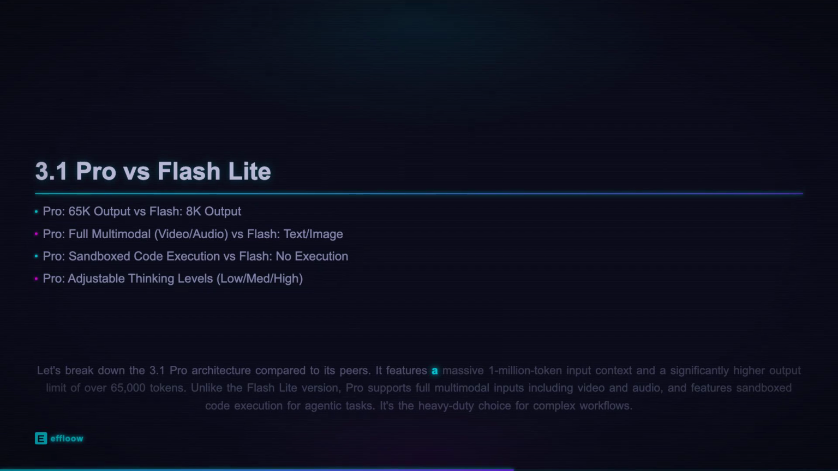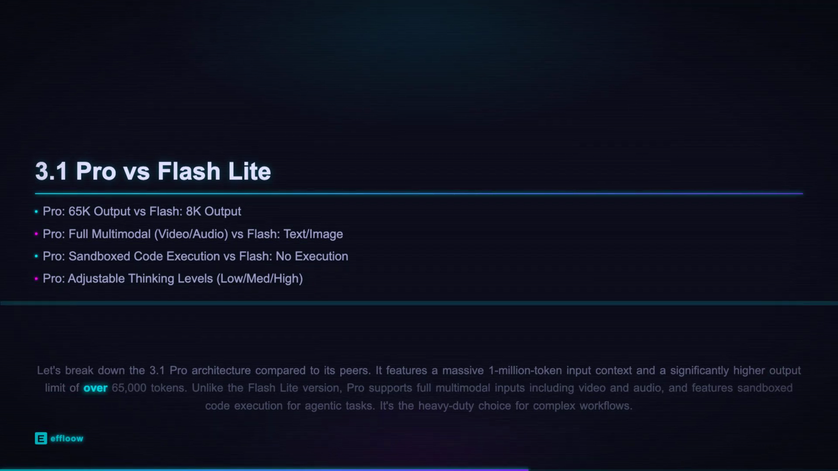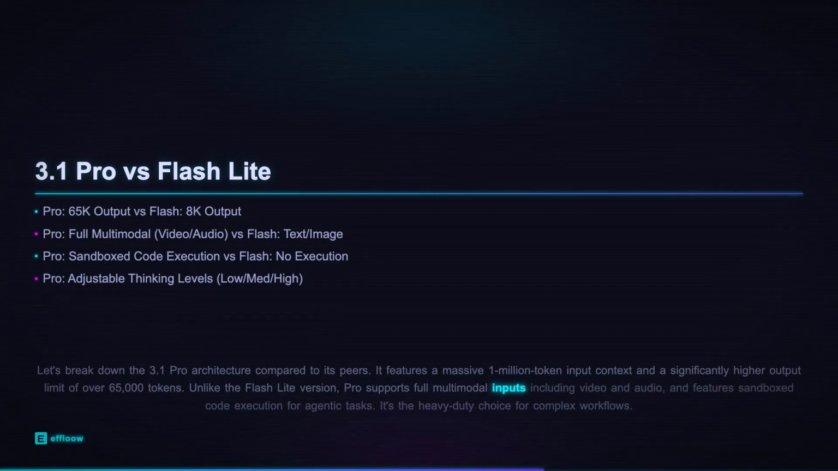Let's break down the 3.1 Pro architecture compared to its peers. It features a massive 1 million token input context and a significantly higher output limit of over 65,000 tokens. Unlike the Flash Lite version, Pro supports full multimodal inputs, including video and audio, and features sandboxed code execution for agentic tasks. It's the heavy-duty choice for complex workflows.